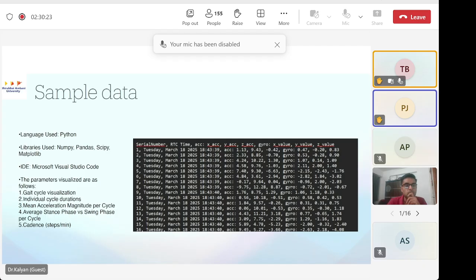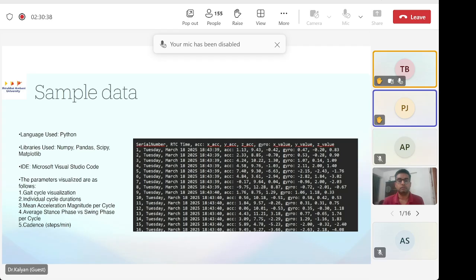And last but not the least is the cadence. The cadence is basically the steps per minute. For example, everyone has a different walking speed. For a normal person, the walking speed is around 116 steps per minute. The cadence is around 116.